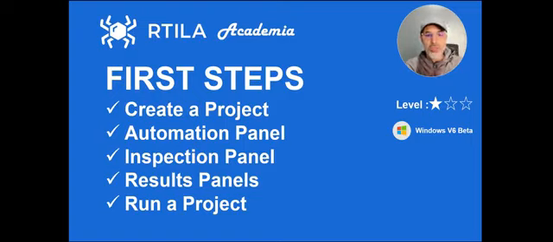This is our first series and it's about the first steps with RTILA, to give you an overview and to understand the full cycle of how you can use RTILA. So in this first course, we're going to cover first how to create a project. We will look at the different ways that you can create a project. We will then look at the different panels. We will start with the automation panel, and then we will move to the inspection panel. And then we will also look at the results panel. We have two of them, and I will explain how they work and what's the difference between them. And finally, we will look at how to run a project.